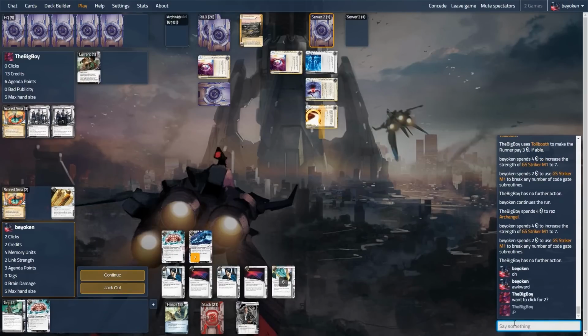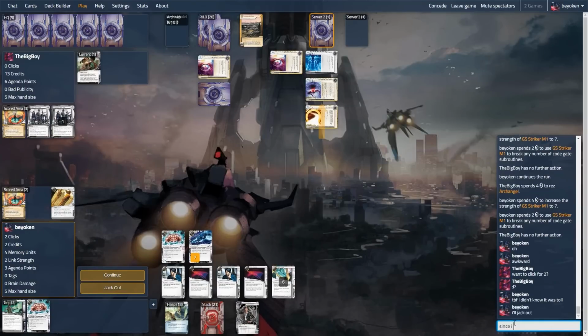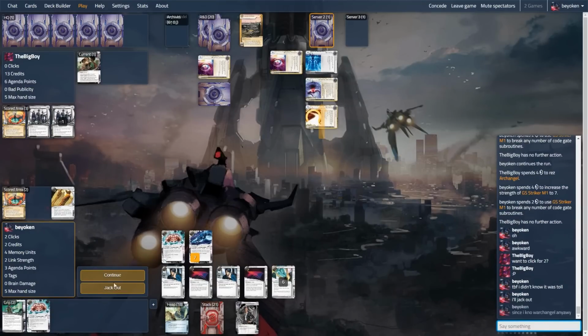Unfortunately, I have to pay a whole lot to get through that server. In fact, I can't make it through the server. The Toll Booth sapped too many credits away from me, but the most important thing is that there's an End of the Line run at the base of the server, and I just couldn't break it.